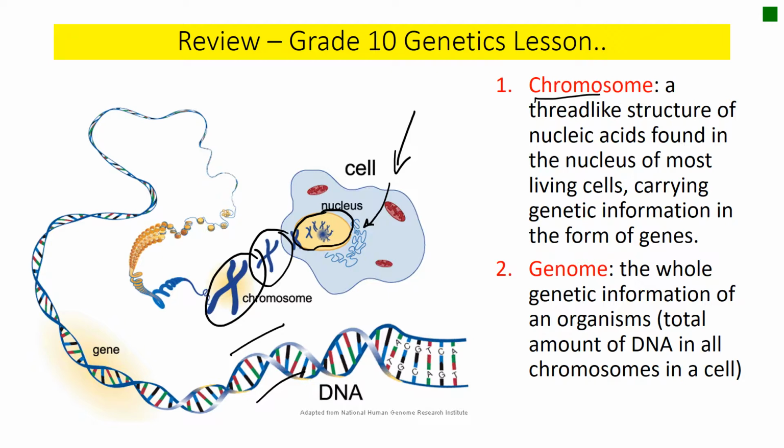So what is the definition of chromosomes? A chromosome is a thread-like structure of nucleic acid found in the nucleus of most living cells, carrying genetic information in the form of genes. Parts of the DNA that code for a characteristic are called genes. So a chromosome basically is a structure found in the nucleus that carries DNA, and in the DNA there are genes as the genetic information.